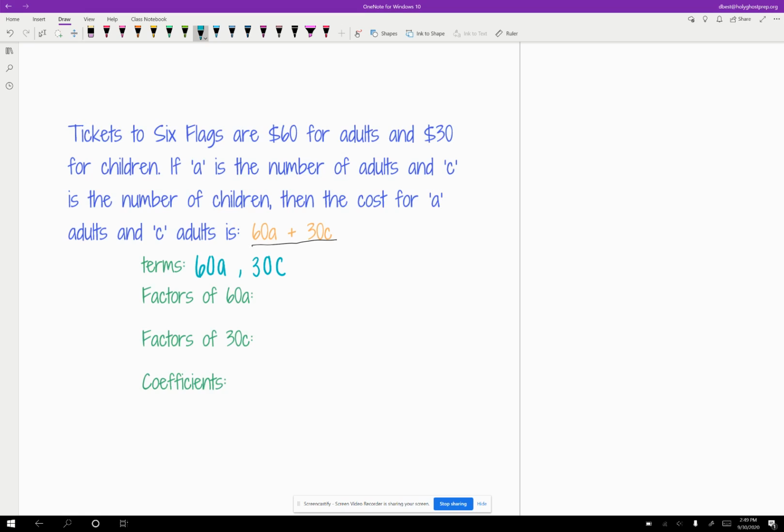My next question, though, is what are the factors of 60 times A? So remember, factors are what can be multiplied to get to that number, or in this case, what gets multiplied to get to 60A. And the factors would be 60 and A. It's what's being multiplied. So the factors of 30C would be 30 and C. And my coefficients will be 60 and 30.